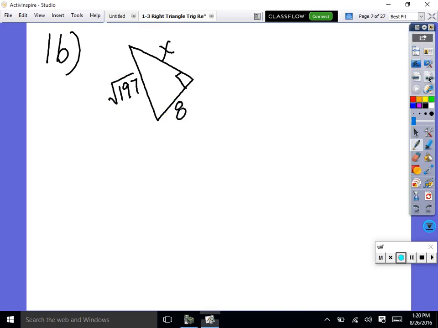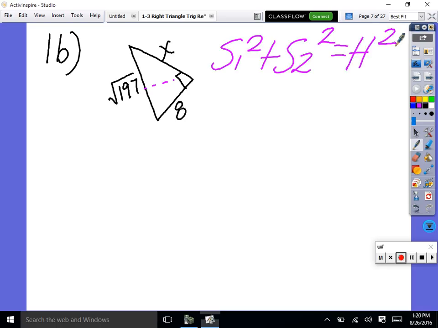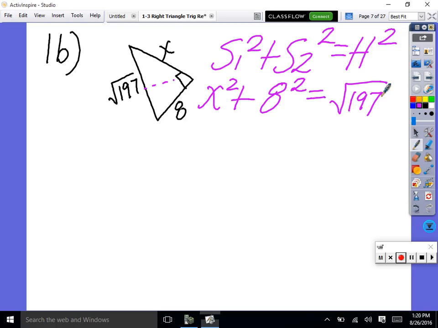Okay. Looking at 1b, here we go. So we're going to use this to find the missing side. Here's our hypotenuse. So we know that side 1 squared plus side 2 squared is equal to the hypotenuse squared. Side 1, I'm going to go with x squared plus side 2, which is 8 squared, is equal to the hypotenuse, which is the square root of 197, all squared.